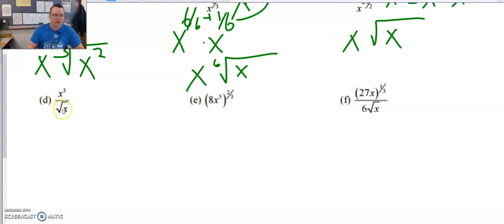Next one. We can rewrite it. So you have x cubed over x to the 1/2. And now, again, one of your rules. Square root of x. Boom. You have to know it right away.